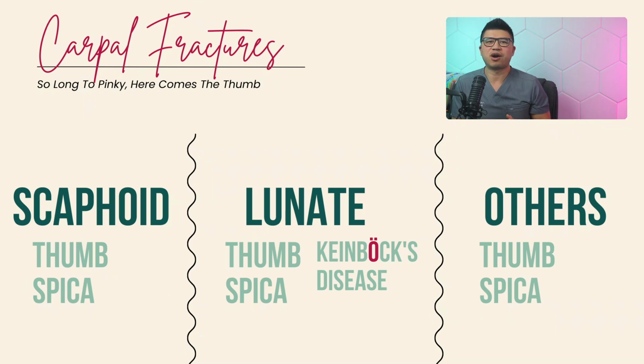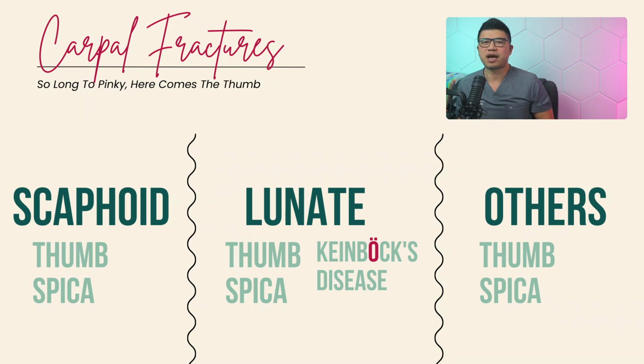Lunate fractures are rare and are also immobilized with the thumb spica splint. With lunate fractures, there is a risk of Kienbock's disease, which is avascular necrosis of the lunate, resulting in lunate osteonecrosis, or even death of that location. Kienbock's can result in wrist pain and, in later stages, carpal arthritis. A thumb spica splint is also used for most of the remaining carpal fractures as well.